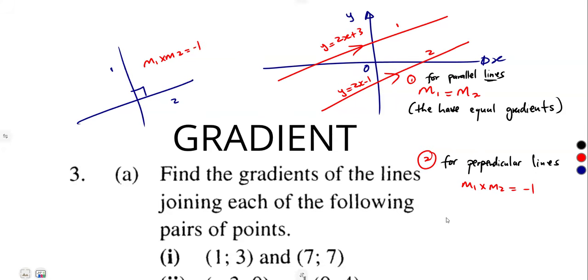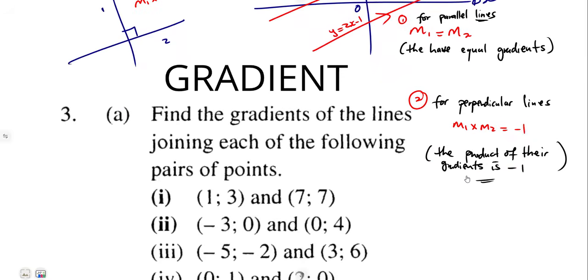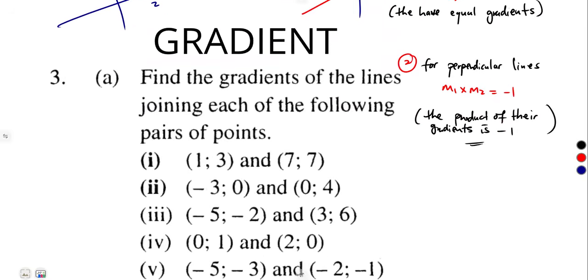The product of their gradients is -1. So when you multiply their gradients, you're going to get a -1. So that is it here, the gradient concept.